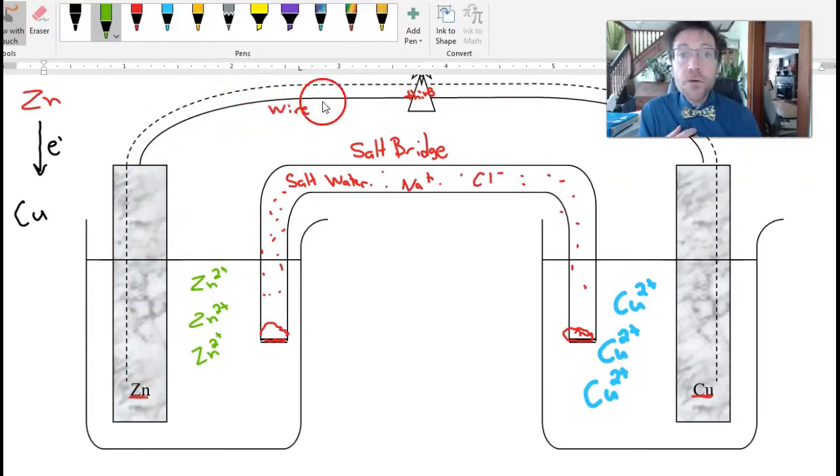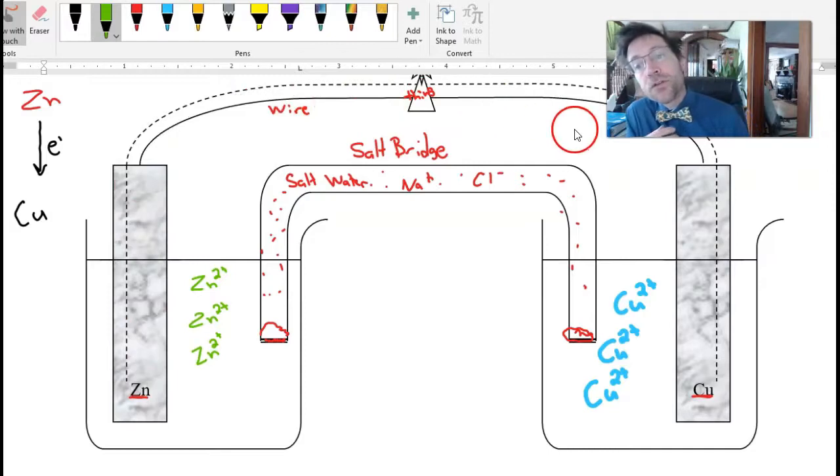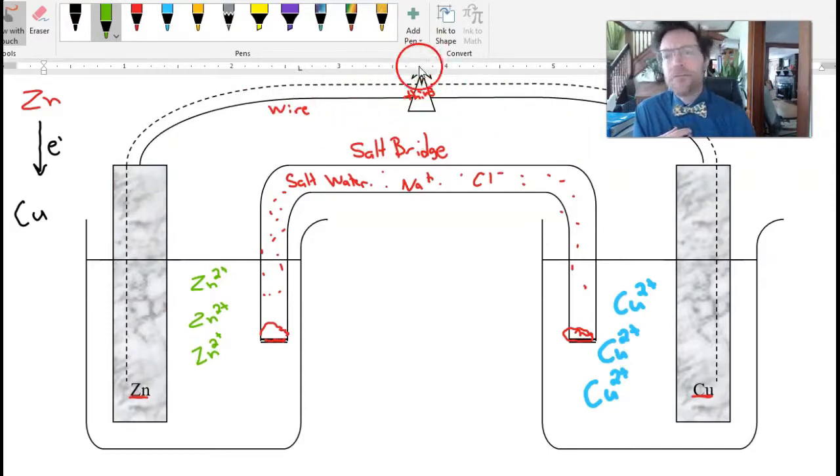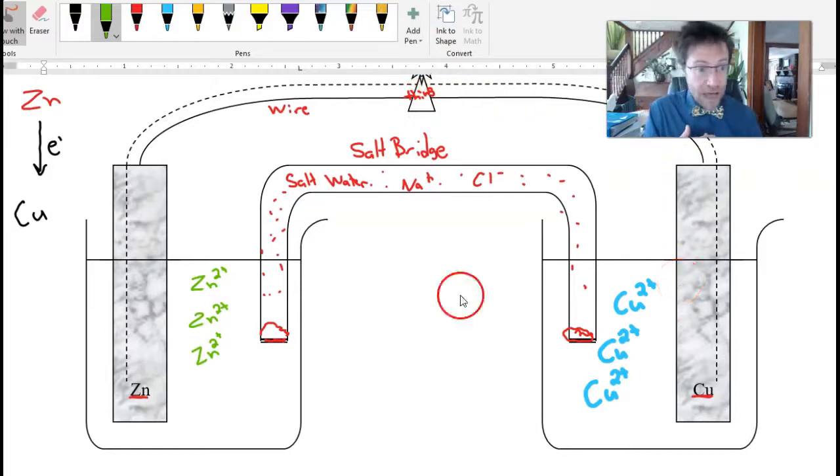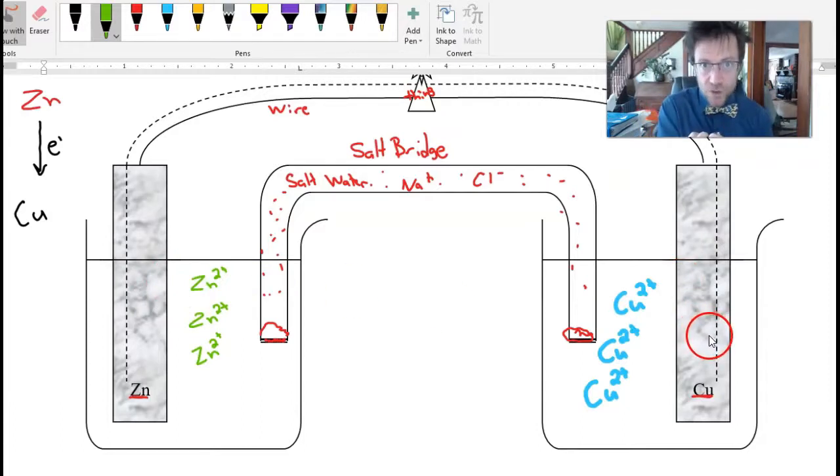They're going to go through the wire, and as they're being pulled through the wire, they're going to do work through your whatever thingy that is, and then they're going to come over here into this copper. So here's what happens on those electrodes. Because copper is lower on table J, it is going to be pulling electrons towards itself. How? Because it's connected by this electron conduit.